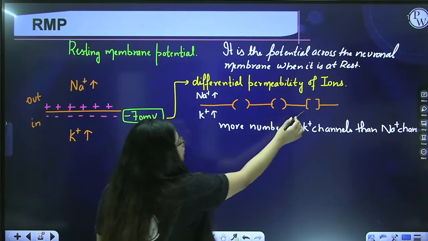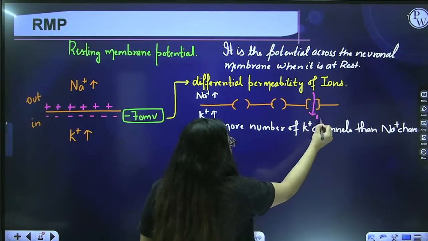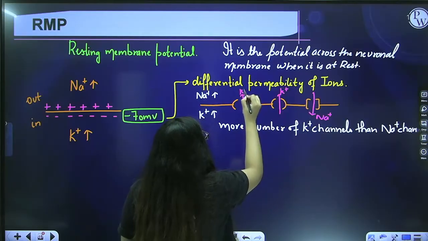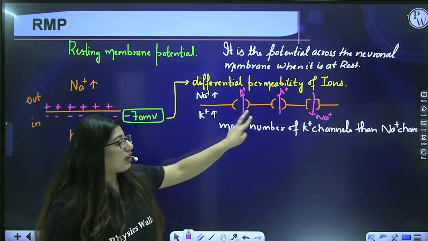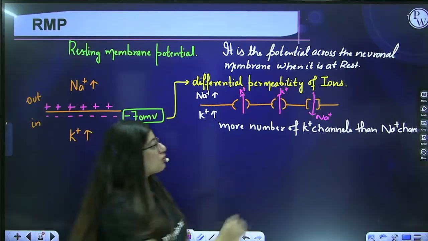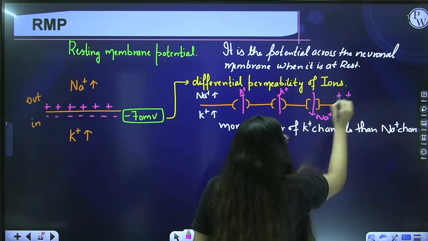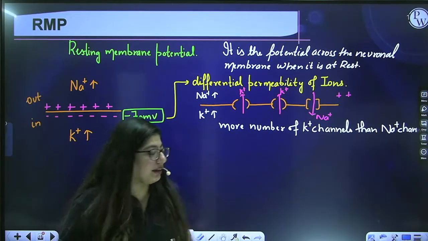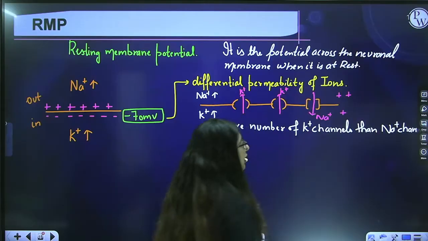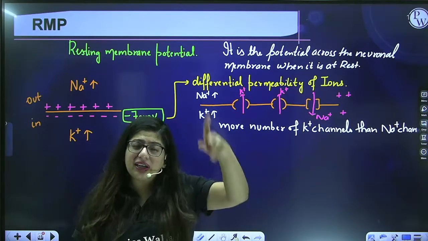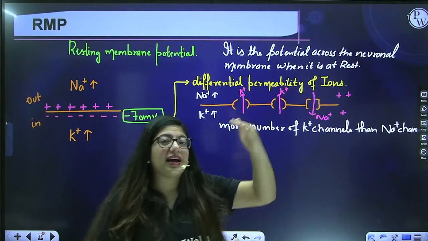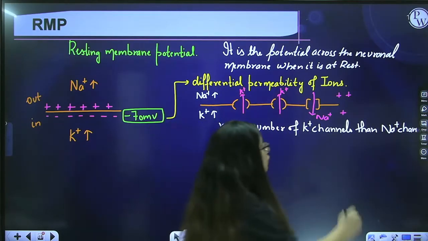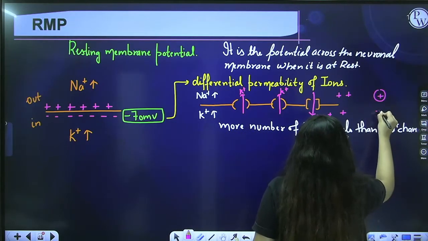If this is one sodium ion channel, only one sodium ion will enter, right? Whereas more potassium ions will move outside. As you can see here, 2 potassium ions have moved outside. So how many positive charges does the outer part of the membrane have? 2. Now only 1 sodium ion has entered inside. How much charge does the inside have? 1. So if we create a difference, the inside is at the negative side by 1 as compared to outside. So outside is positive, inside is negative.